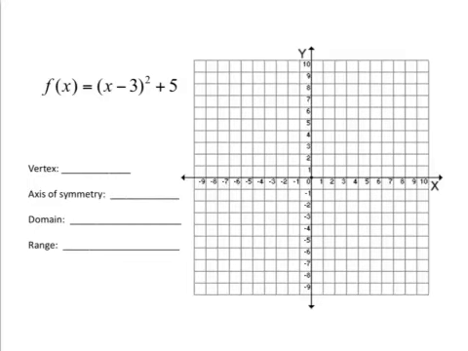Alright, we're going to graph this one in vertex form. So this will be on the no calculator section of your test. Alright, the no calculator section. So you can't plug this in your calculator, see what it looks like. You got to be able to do it by hand.